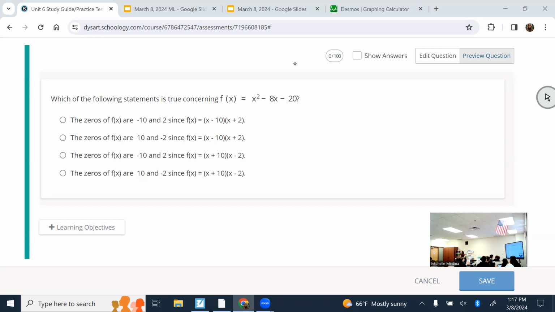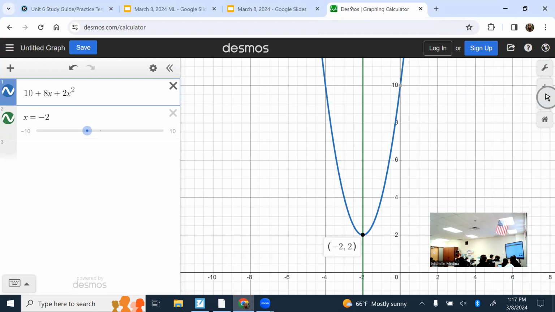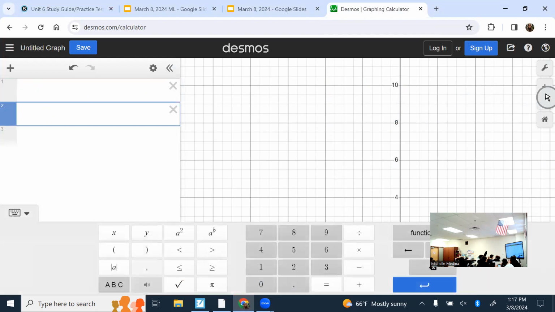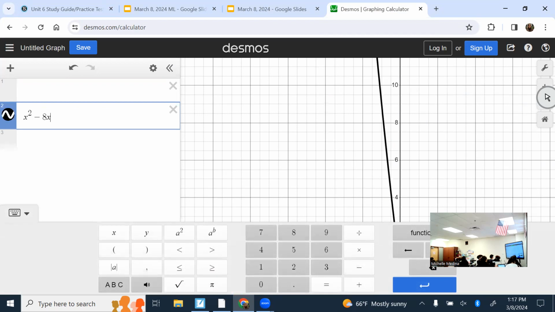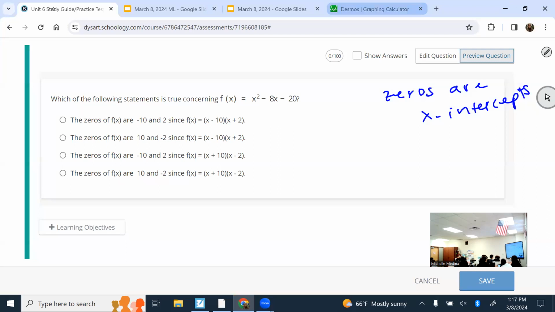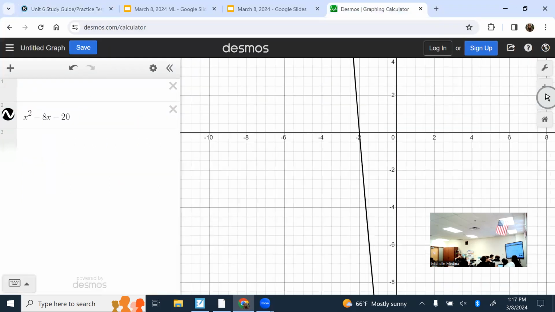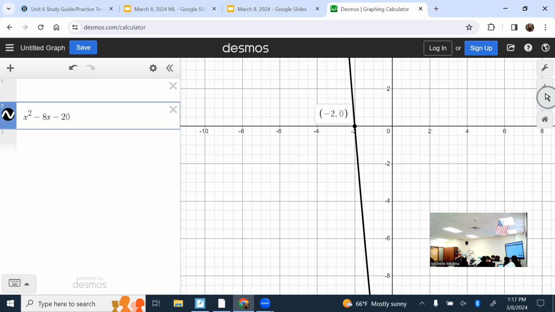You could remember that zeros mean what? Zeros are x-intercepts, so you can remember that. Graph your given equation, and then narrow it down into answers. So x squared minus 8x minus 20. Okay, and then since I know zeros means x-intercepts, I'm going to click on my x-intercepts.